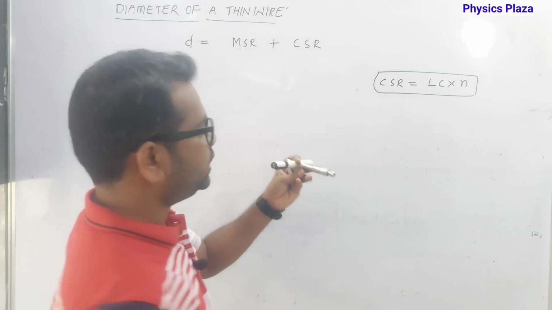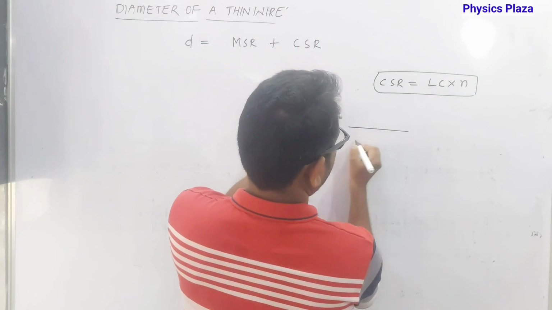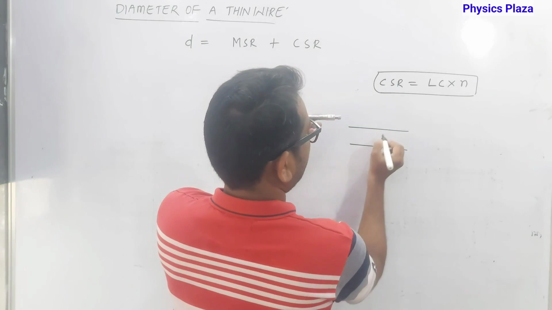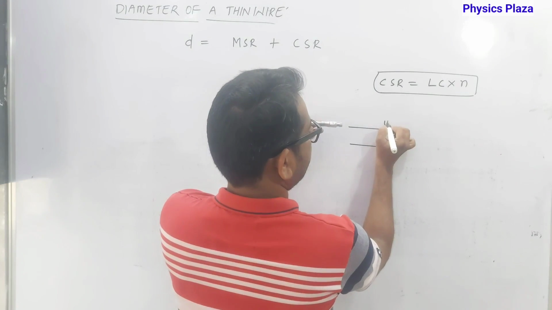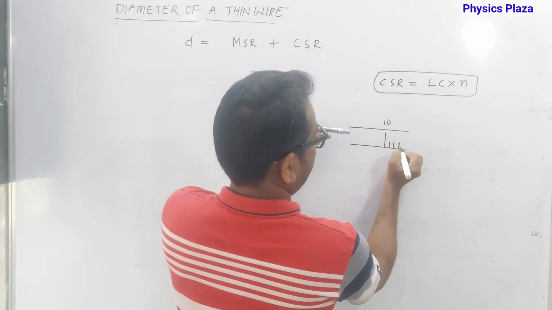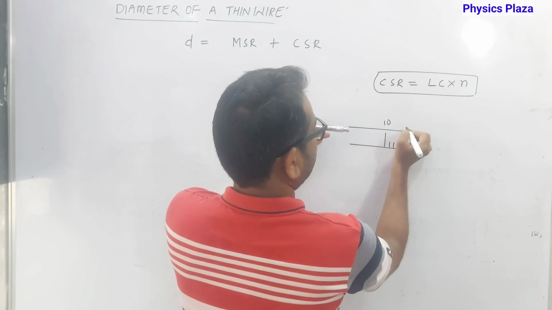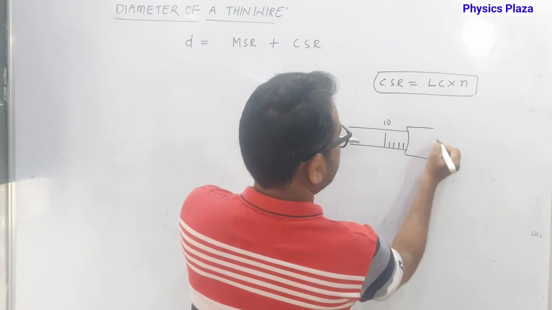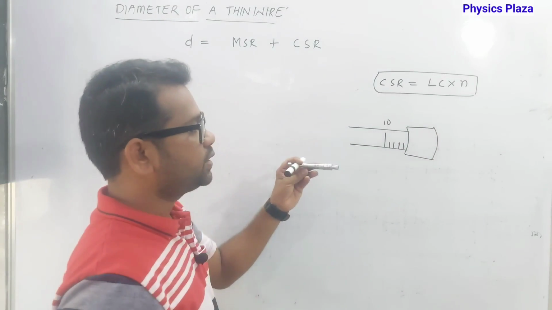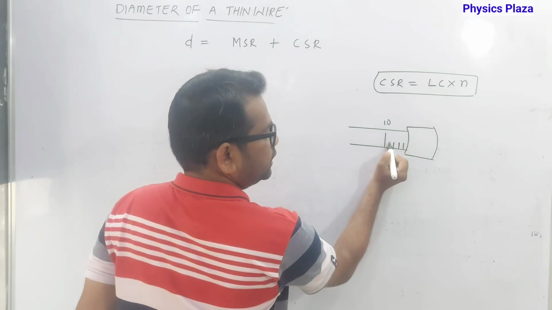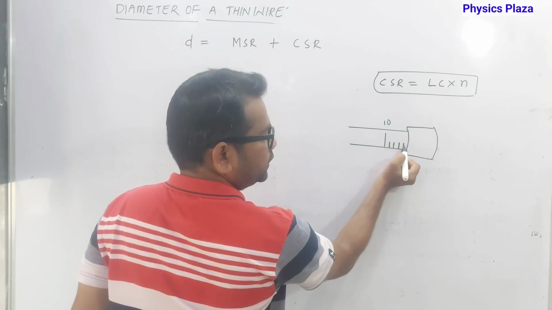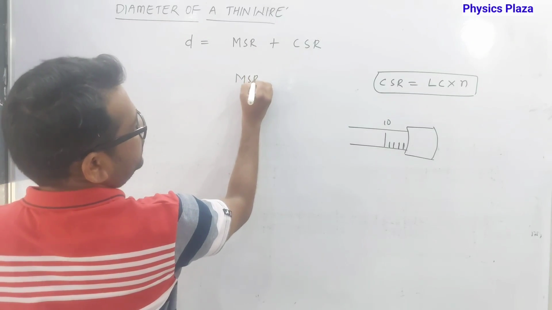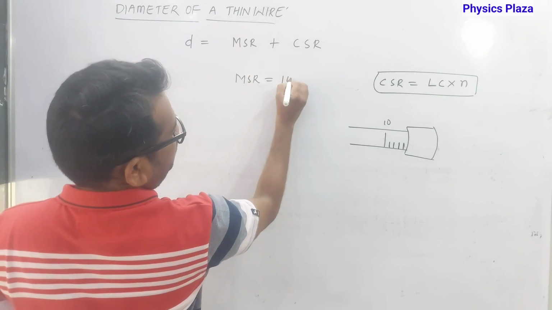Now children, first, in this case, what is the main scale reading? Let me tell you here. This is the head scale, so 10, 11, 12, 13, 14. I can see the 10th division and then 1, 2, 3, 4. The 5th one I can't see because the circular scale is covering it. So the main scale reading is going to be 14 millimeter.